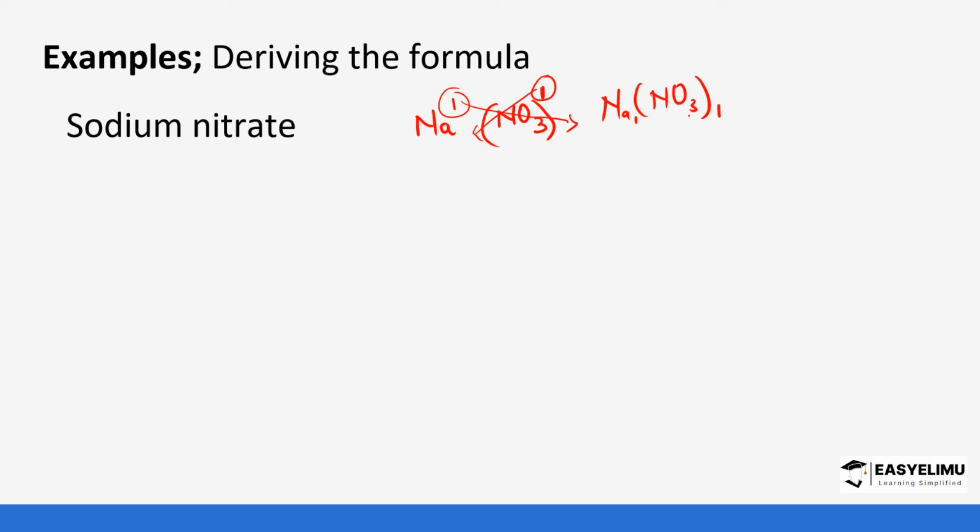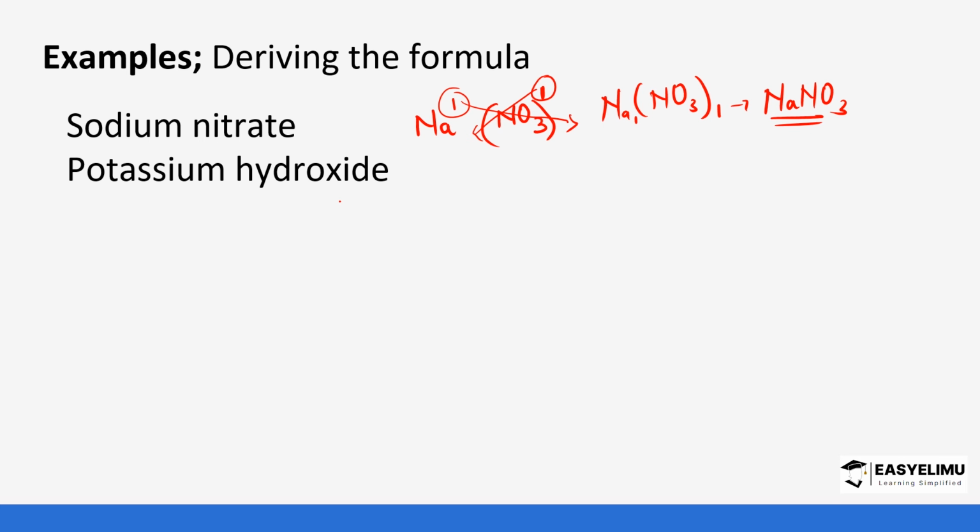After that, since the number outside the bracket is 1, we do not need the bracket because already it tells us we can see it's only one polyatomic. So our answer becomes sodium nitrate. This becomes our answer. So let's look at another example, potassium hydroxide.